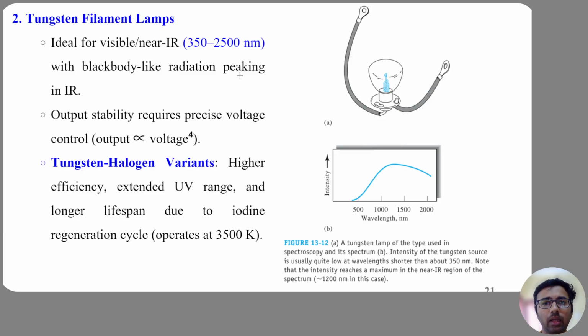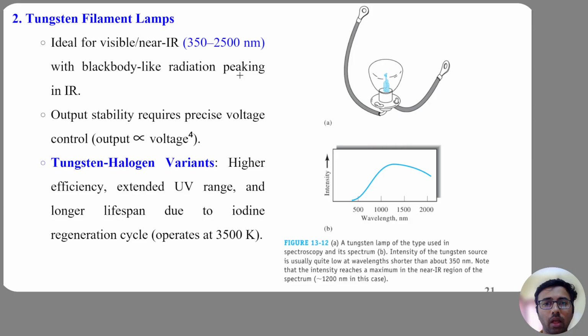The tungsten filament is heated to extremely high temperatures. As temperature rises, the radiation intensity increases and shifts towards shorter wavelengths. The peak emission lies in the infrared region around 1200 nanometers. Because emission depends on temperature, output intensity depends strongly on applied voltage. Therefore, spectrometers require highly regulated power supplies. Even small voltage fluctuations produce measurement errors.